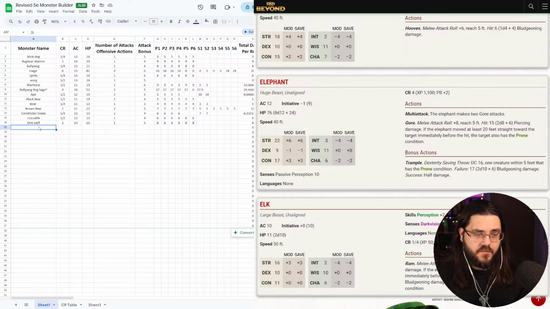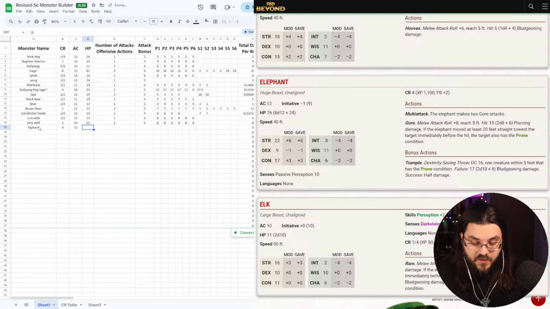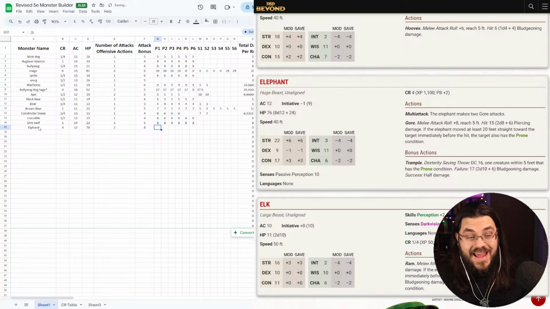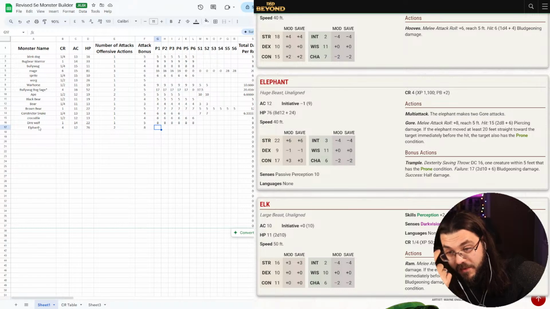The elephant. Elephant is high enough CR that we'll put it in. Elephant is CR4. Only 12 AC though. That is outrageously low. Makes 2 gore attacks. Its attack bonus is +8. +8 is high for a CR4 creature. That feels very high. It is strength 22 though, so that does kind of make sense.